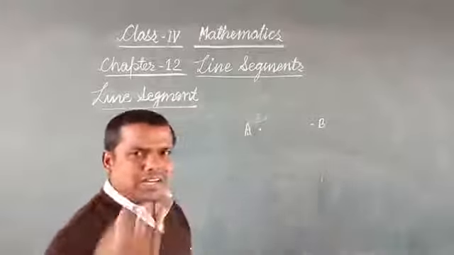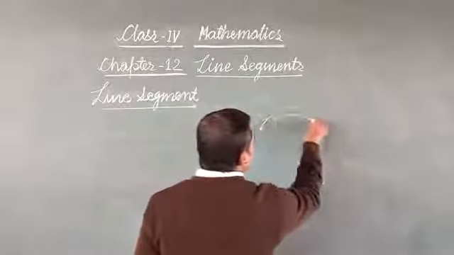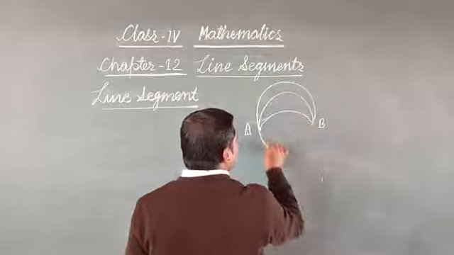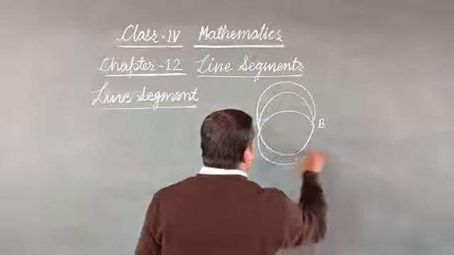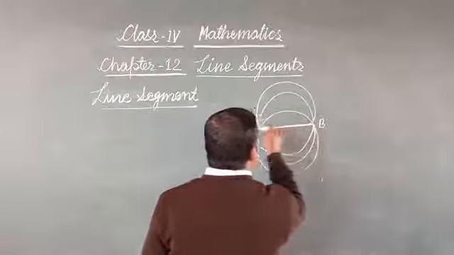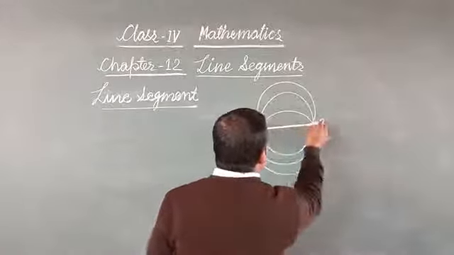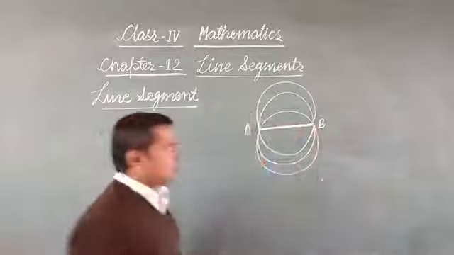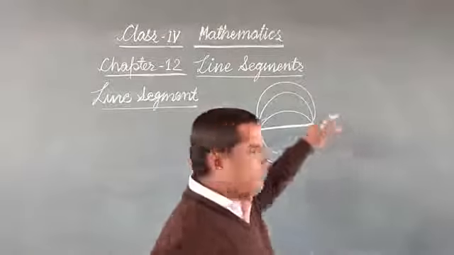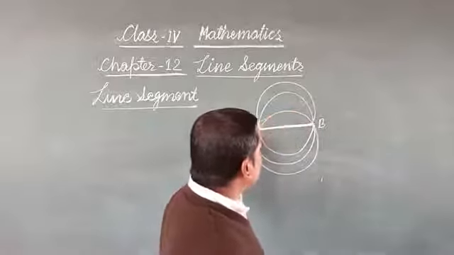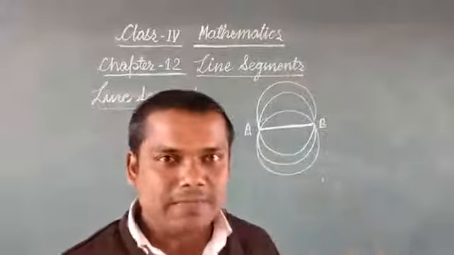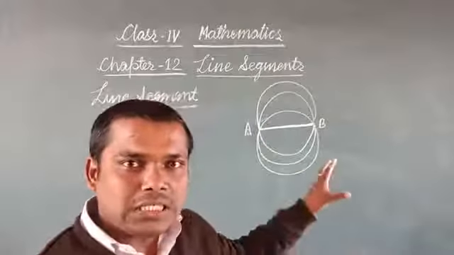we can choose several paths. We can go by this way also, this way also, this way also. But the shortest path we have is this one, from A to B. Now these 2 points are fixed points and the shortest path from A to B is this one. So it is called a line segment.